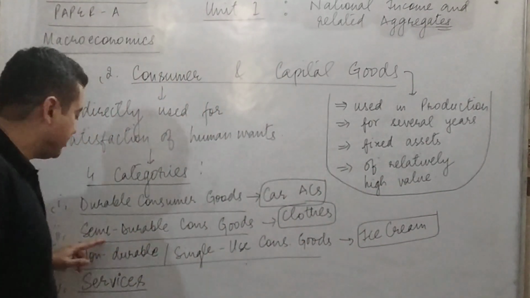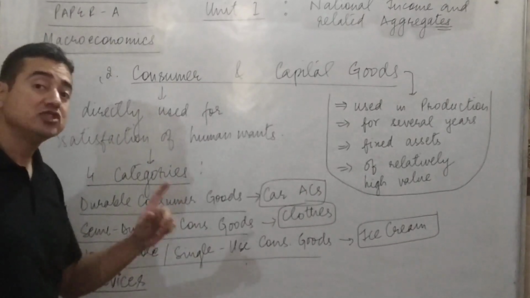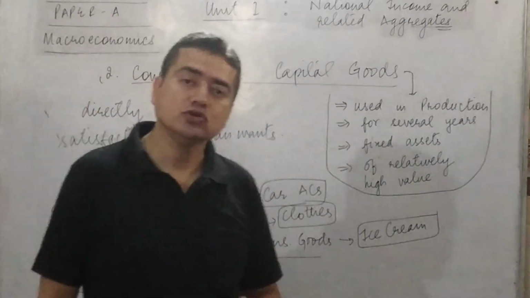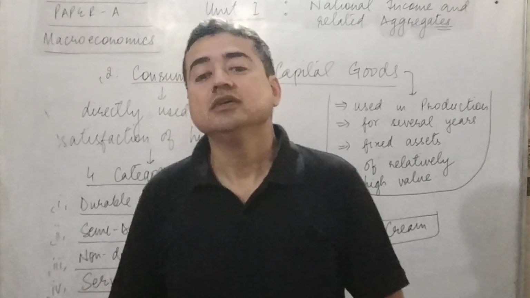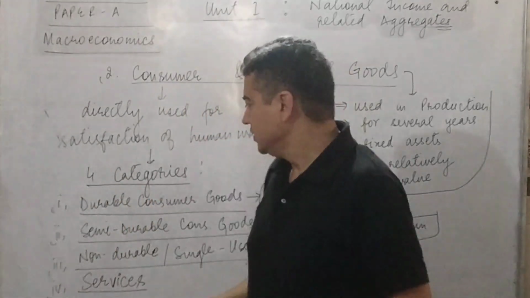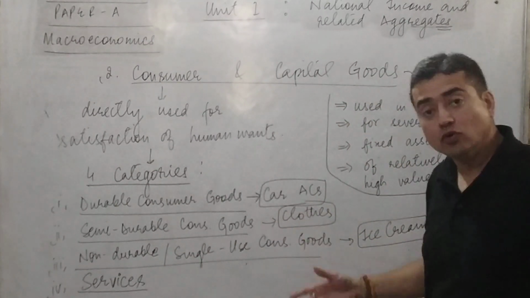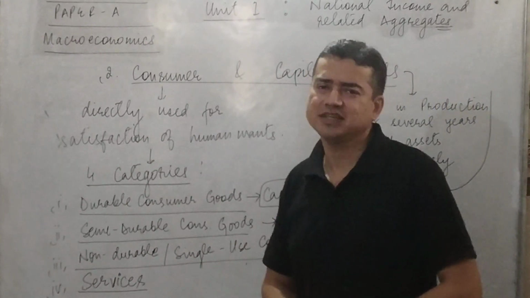Number two is semi-durable consumer goods. Now semi-durable consumer goods are those goods which are used for 1 year or slightly more. For example, clothes, crockery, etc.